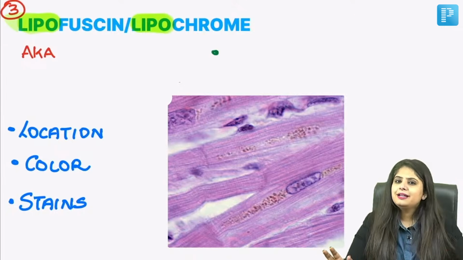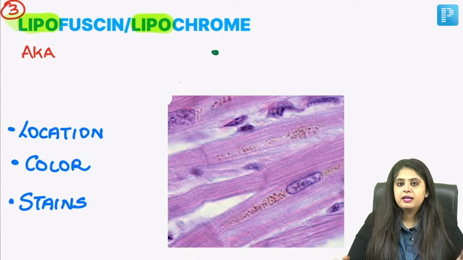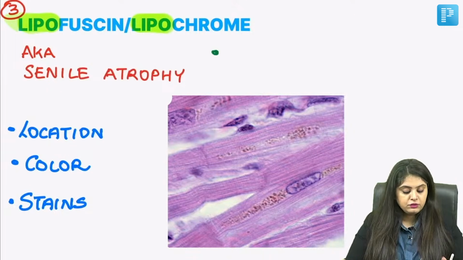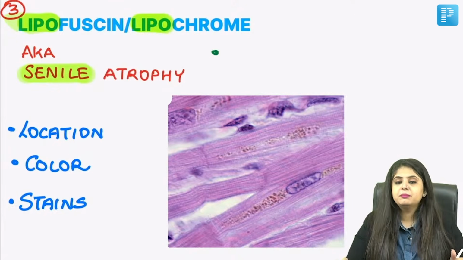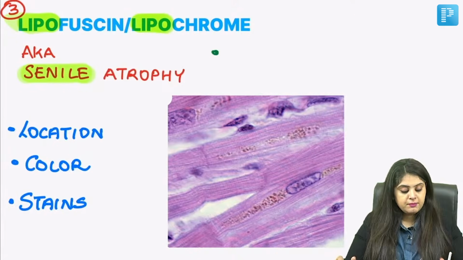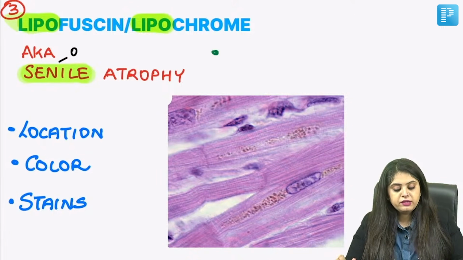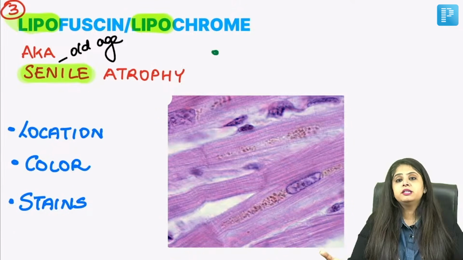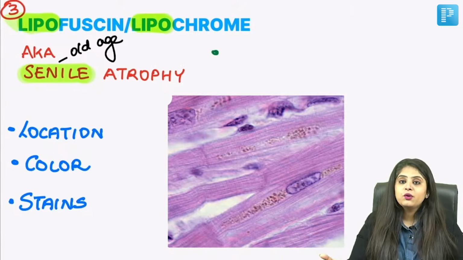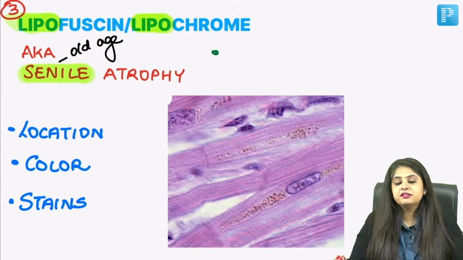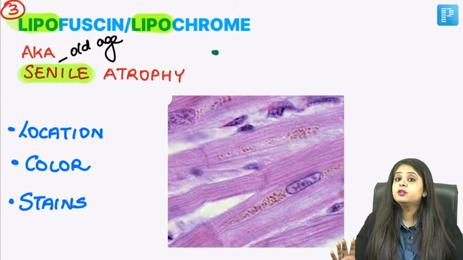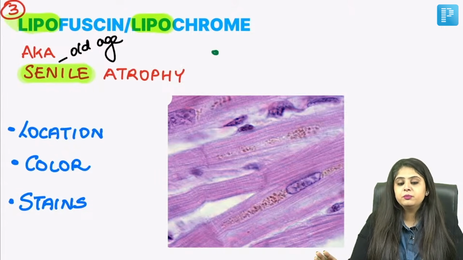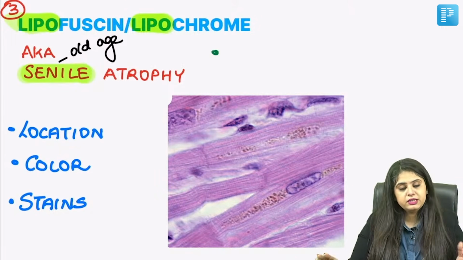Let me see other names of lipofuscin. Lipofuscin, lipochrome. It is also known as senile atrophy. What do you mean by senile? Ma'am, senile means old age. So is this pigment going to be seen in a 5-year-old or an 85-year-old? Of course, it will be seen in old age, so this is normal. This is a normal thing to occur in any person in old age. You don't expect it in a 5-year-old child, but do you expect an 80-year-old person to have lipofuscin pigment in the body? Yes.